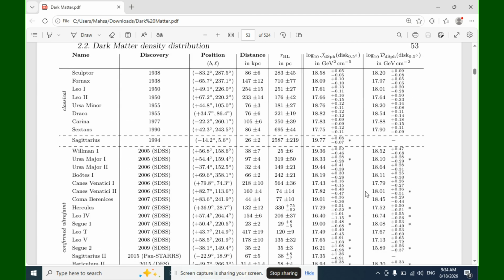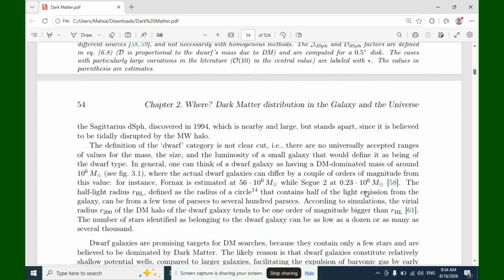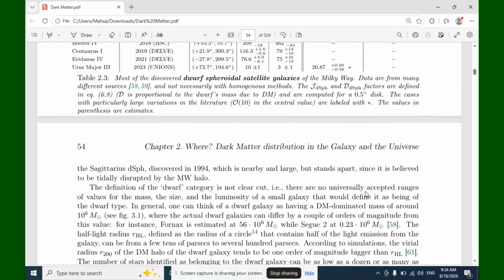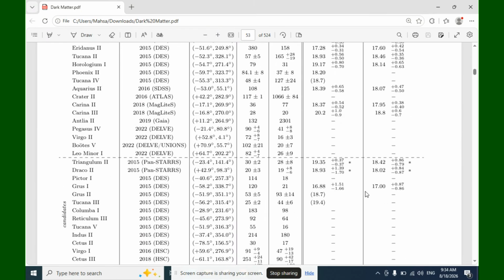There is also the Sagittarius dwarf spheroidal, discovered in 1994, which is nearby and larger but stands apart since it is believed to be tidally disrupted by the Milky Way halo.